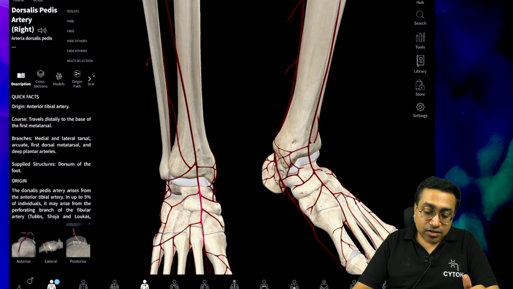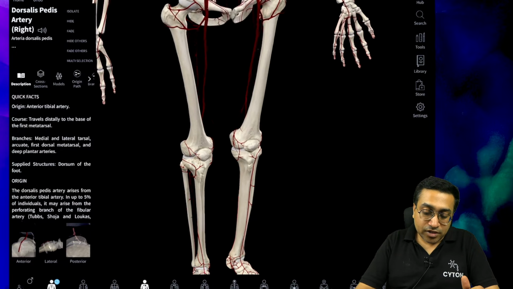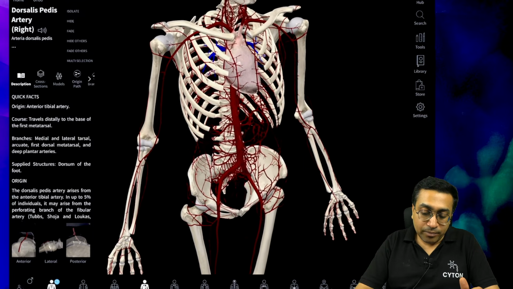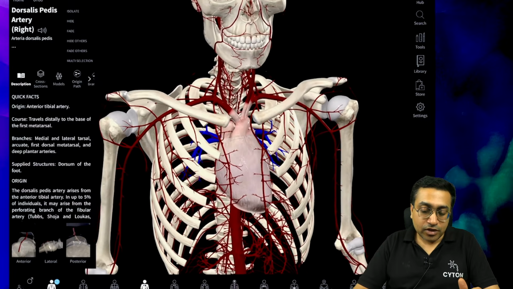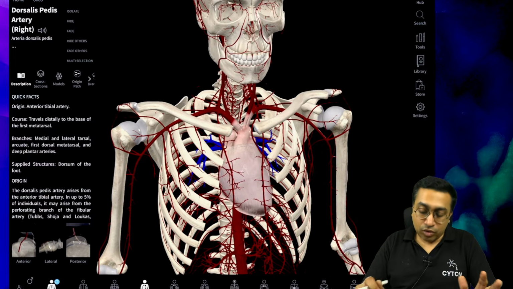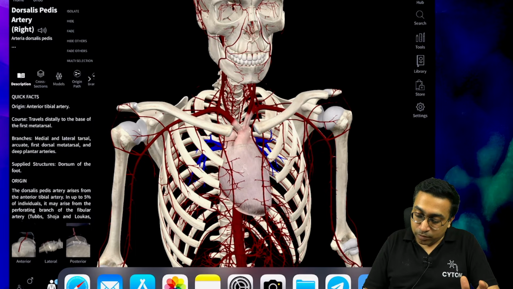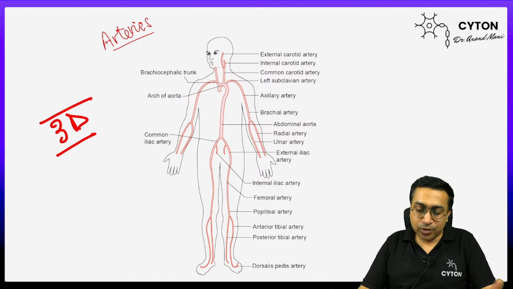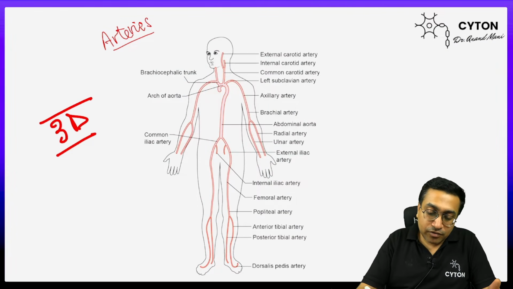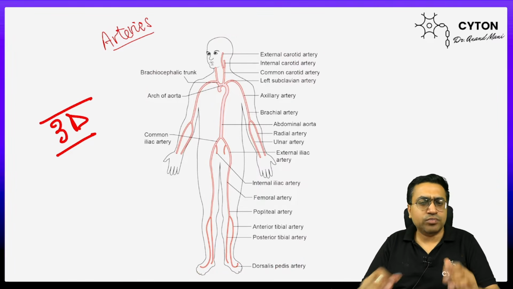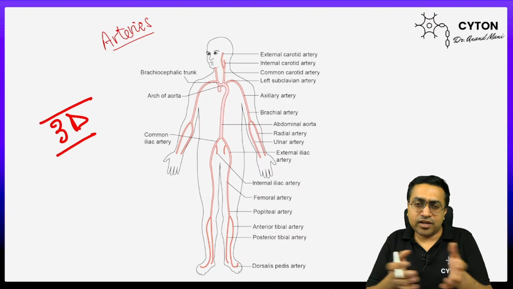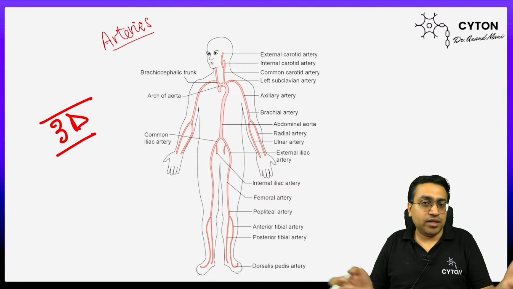So these are the major vessels which are supplying the upper limb, lower limb, head and neck region, thorax, abdomen and pelvis. I hope you have now understood all these vessels. If I take you back to this boring 2D image, the same arteries which we have discussed, you can find on this same image as well. I hope that is much better and more understandable than just looking at this plain image, right?